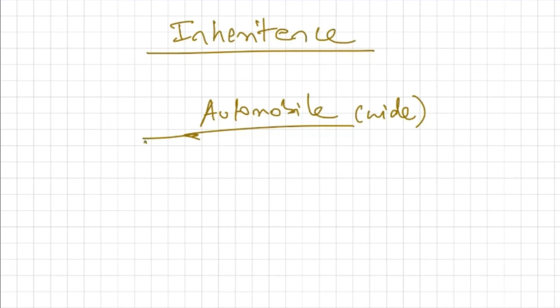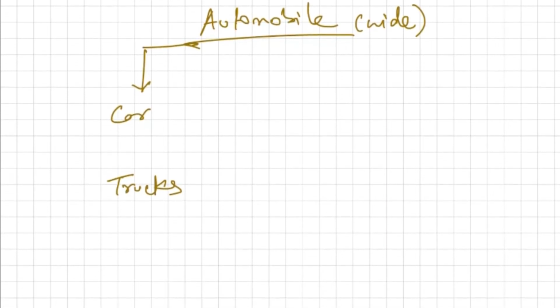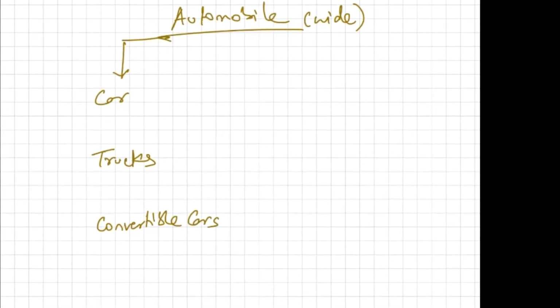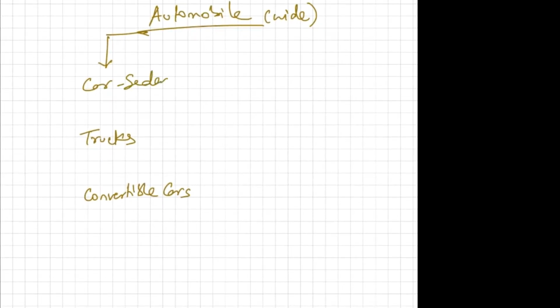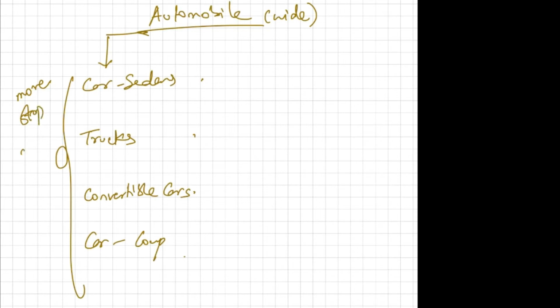And inside automobiles we can have things like cars, you can have trucks, you can have convertible cars, you can have sedans, you can have cars which are coupes. So different types of cars, and they have their own set of properties. They are under the class automobile because they can move, they can stop, they can start, they can brake.